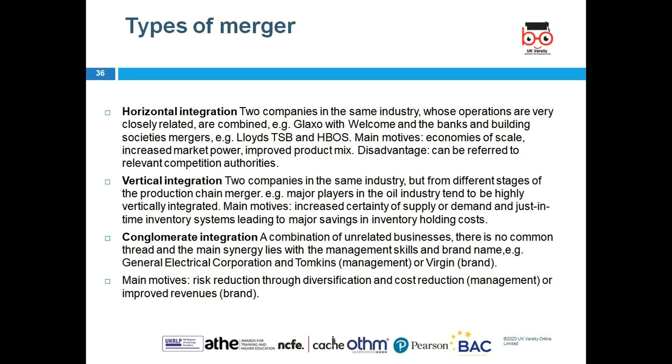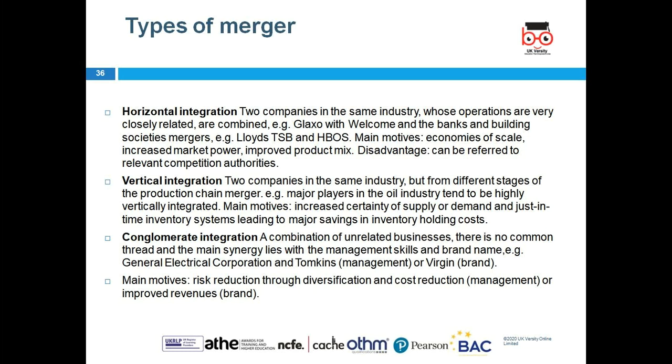So, types of mergers: different mergers, how organizations can be merged. Horizontal mergers are integration of two companies in the same industry whose operations are very closely related, combined, like Glaxo Wellcome with SmithKline. Also the banks and building societies mergers, Lloyds and TSB. The main motive is economies of scale and increased market power, like Unilever merging together. A disadvantage is that it can be referred to the relevant competition authorities.